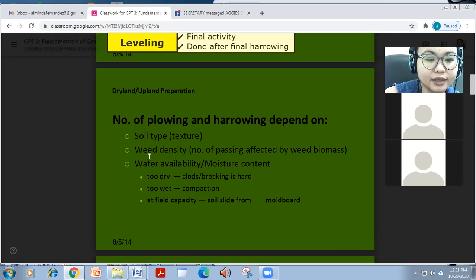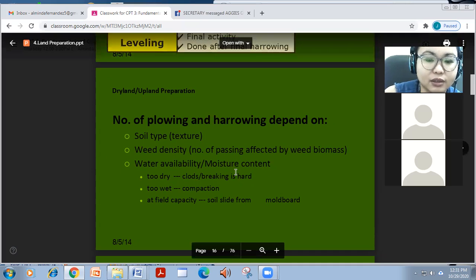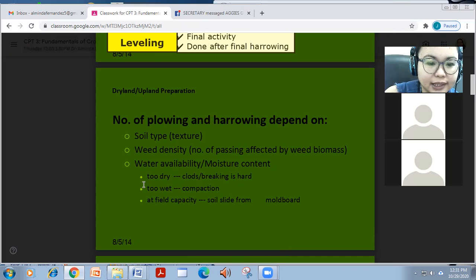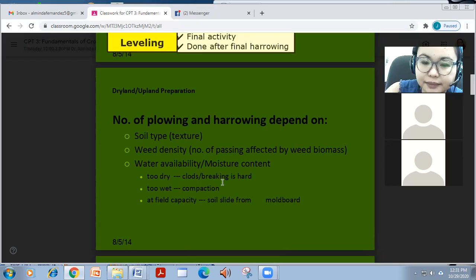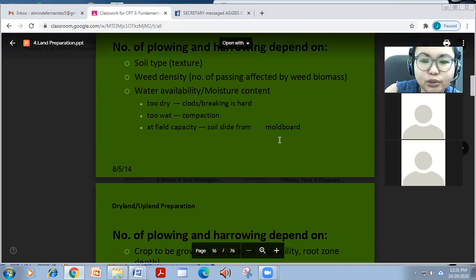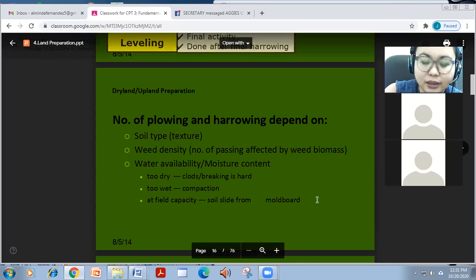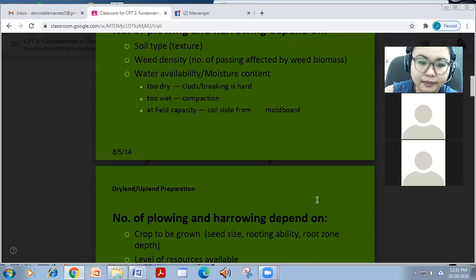So, and another one is the weed density, the number of passing affected by weed biomass, the water availability also, and the moisture content. If it's too dry, then the clods or breaking is hard compared to wet, where it's more compact. And at field capacity, soil slide from moldboard already. So moldboard yung ginagamit natin, the term we use for plowing.